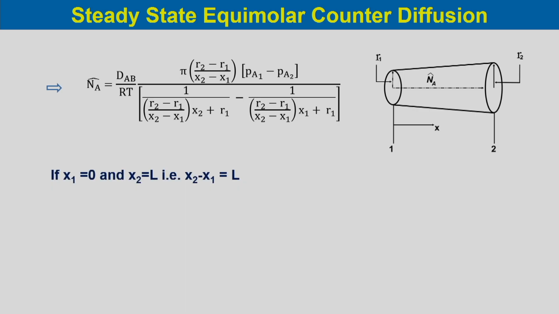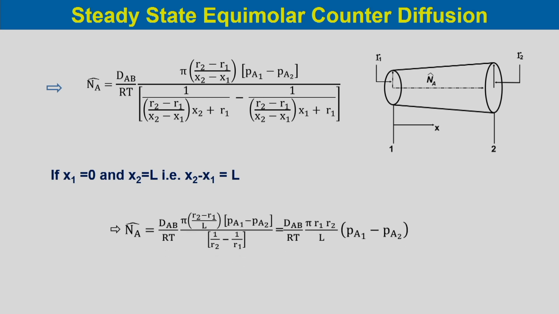Now, if we put x1 is equal to 0 and x2 is equal to L, that means x2 minus x1 is L, the total distance from point 1 to point 2, the above equation we can write NA cap would be equal to dAB by RT into pi R2 minus R1 by L into PA1 minus PA2 divided by 1 by R2 minus 1 by R1, which would be equal to dAB by RT into pi R1 into R2 by L into the partial pressure gradient PA1 minus PA2.